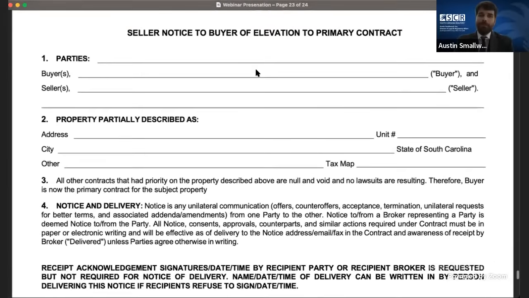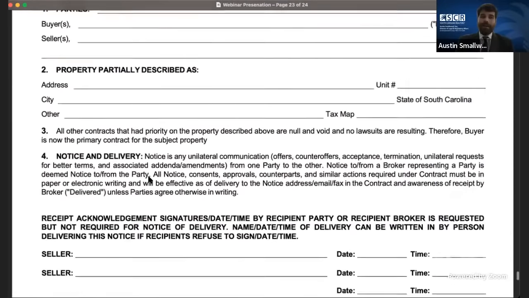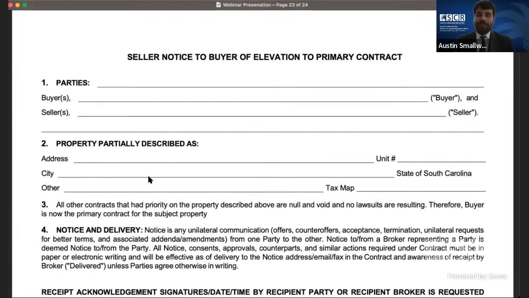And then the last new form is the one we mentioned before, the seller's notice to the buyer of elevation of primary contract. Simply, who are the parties, what's the property, and paragraph 3: all other contracts that had priority on this property described above are null and void with no lawsuits resulting. Therefore, the buyer is now the primary contract on the subject property. Then the seller signs it, and the buyer acknowledges that they've received it. So this is simply the notice that the seller will provide that, hey, you're now the primary contract. No harm, no foul, we're moving forward.